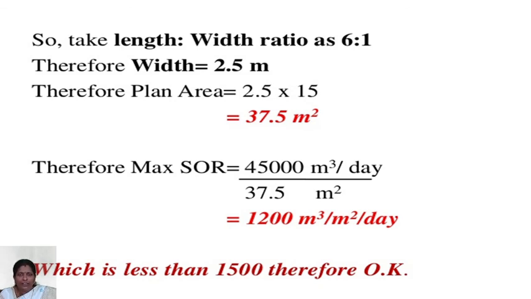Already we had taken length to width ratio as 10:1. The design is not safe. Once again rearrange the ratio to 6:1. Therefore width equal to 2.5, plan area equal to 2.5 into 15, that is 37.5 square meter. Maximum SOR equal to 45,000 divided by 37.5. You get 1200 meter cube per meter square per day, which is less than 1500. Therefore, the design is safe.